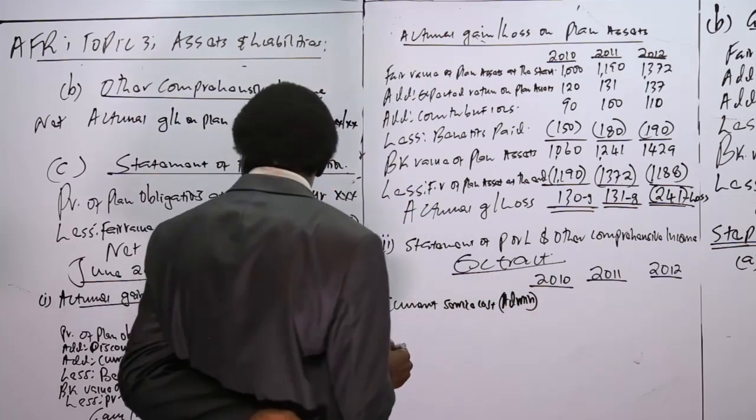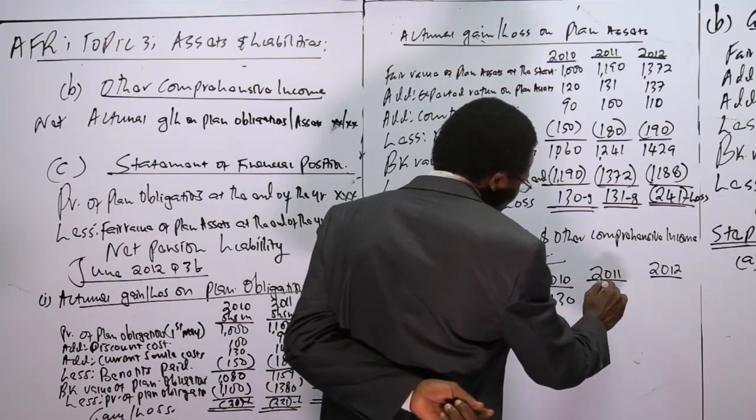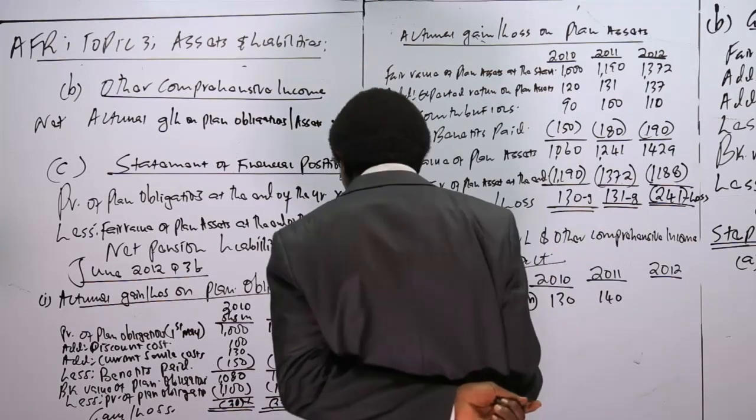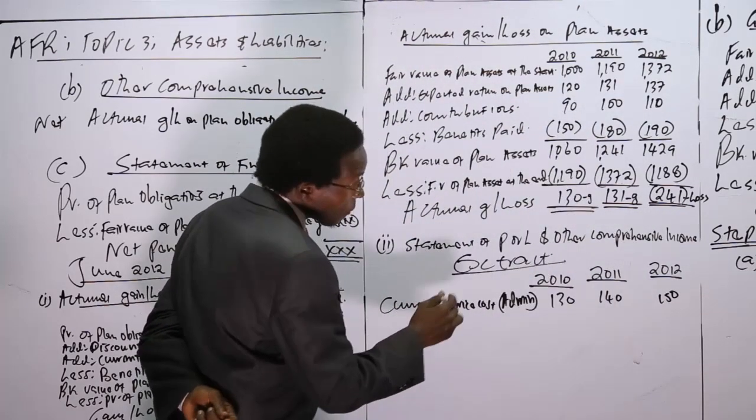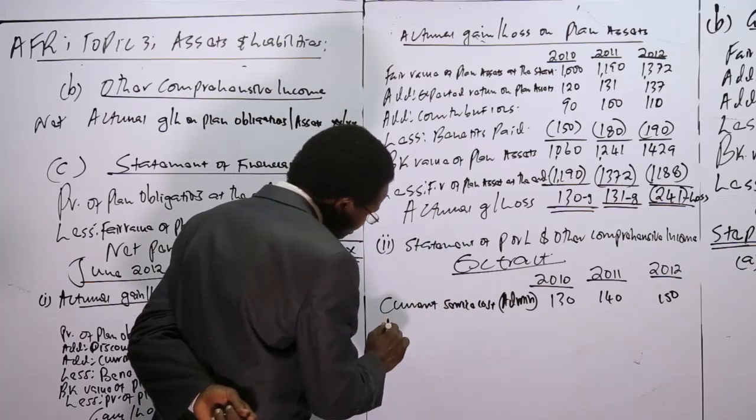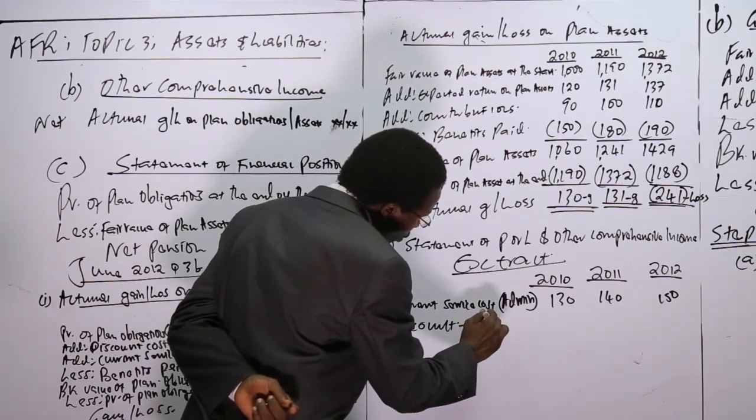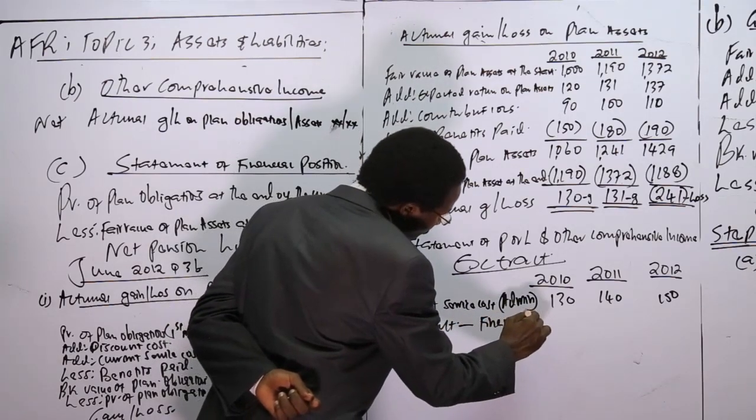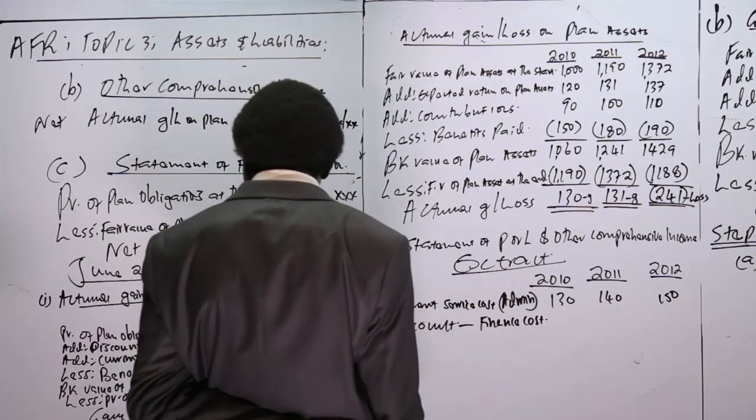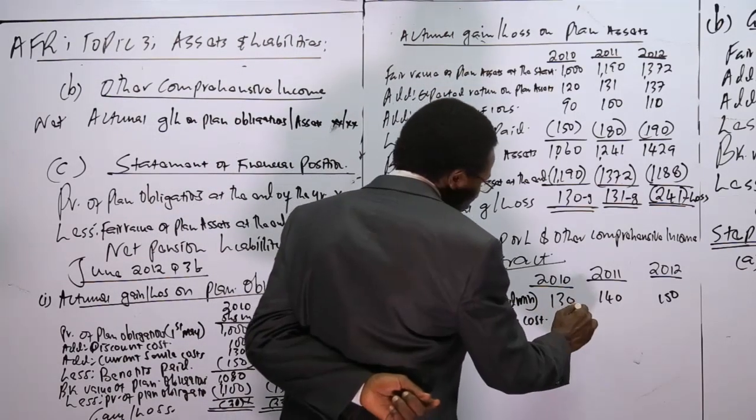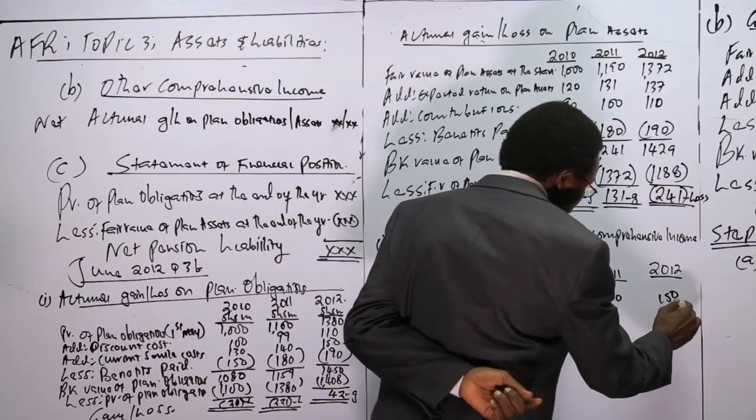How much was it? We had the current service cost of 130, 140, and 150. Then we have the interest, the discount. This is the finance cost, and the finance cost will bring us to 100, 99, then 110.